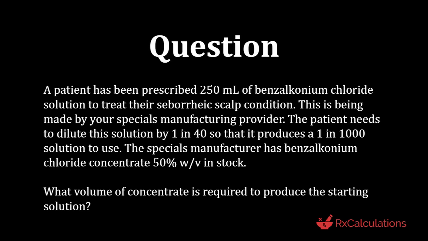The question says a patient has been prescribed 250 milliliters of benzalkonium chloride solution to treat their seborrheic scalp condition. This is being made by your specialist manufacturing provider. The patient needs to dilute this solution by 1 in 40 so that it produces a 1 in 1000 solution to use. The specialist manufacturer has benzalkonium chloride concentrate 50% weight by volume in stock. What volume of concentrate is required to produce the starting solution?